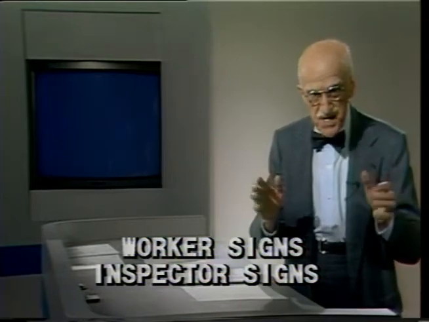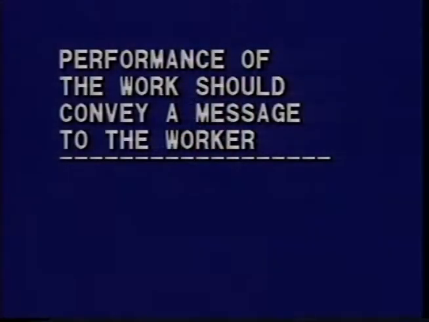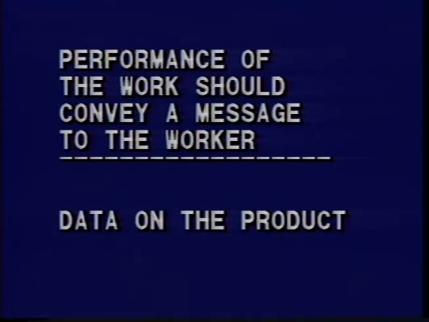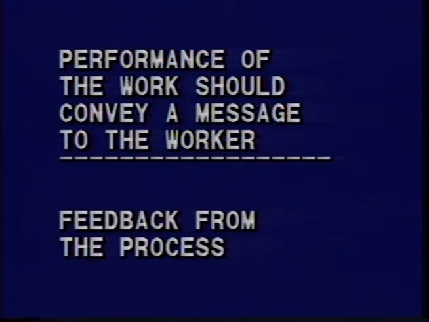The inspectors then sign documents stating that they saw the workers perform the operations. We can also foolproof the feedback to workers. These workers need to know whether they are conforming to specifications. The foolproofing principle involved is that performance of the work should convey a message to the worker. The message may consist of data on the product. The message may also come direct from the process.